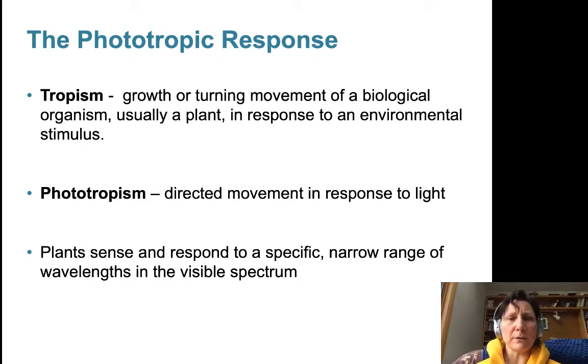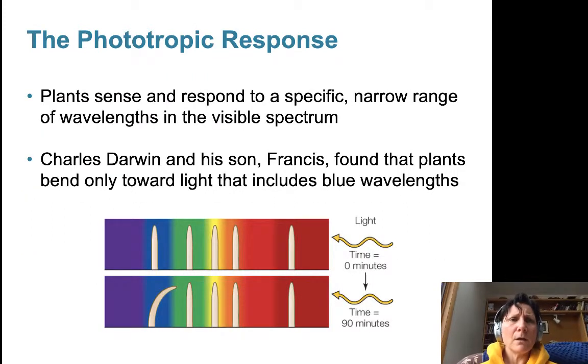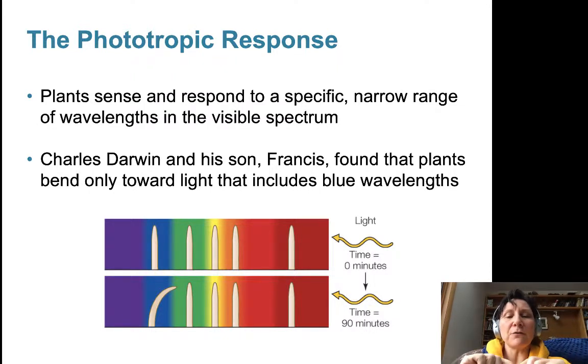And then of course phototropism is the directed movement in response to light, as opposed to gravitropism, which is the response to gravity. Plants sense and respond to a specific narrow range of wavelengths in the visible spectrum when they engage in phototropism. So we're going to talk more about this in class, and I'm showing you this diagram at the bottom that shows you not the actual wavelengths, but the different color bands, if you will, that you find in the light spectrum.